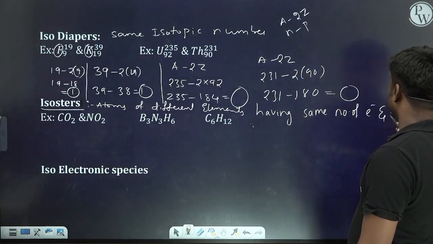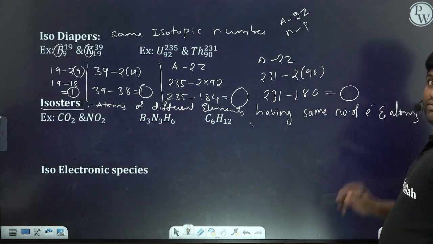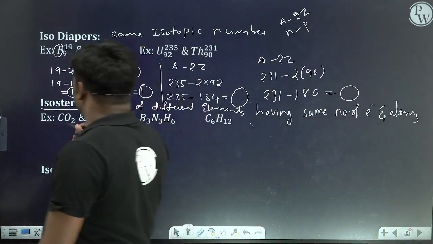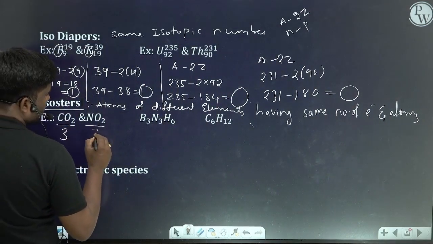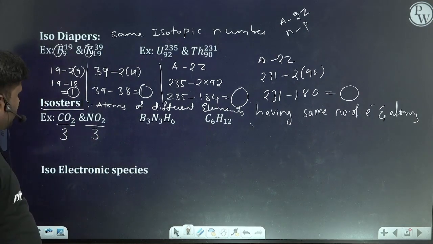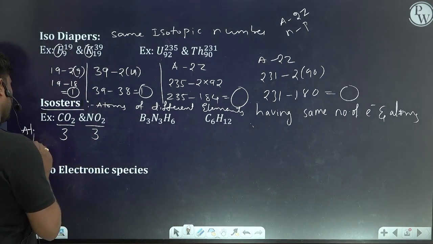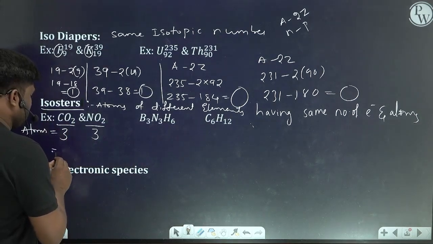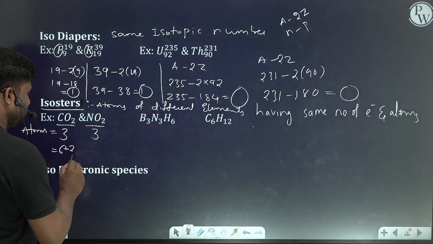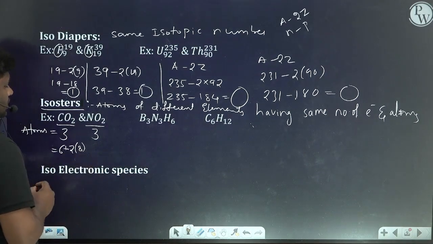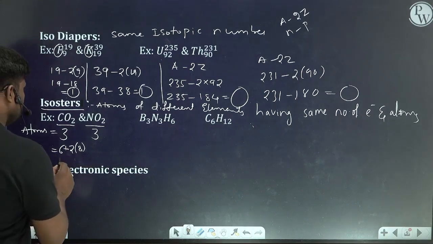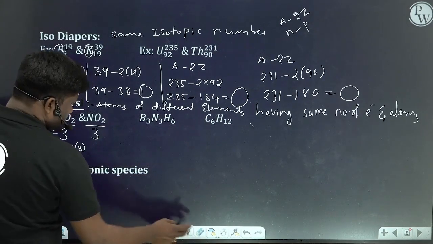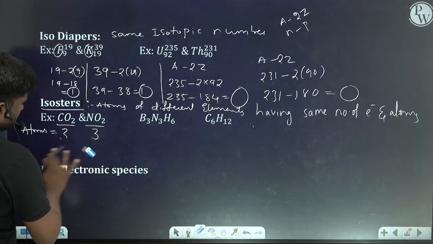electrons and same number of atoms. Having same number of electrons and same number of atoms, right? See here, number of atoms are how many? 3. Here number of atoms are 3. Examples are CO2 and N2O. 3 atoms is equal to same, right? And see number of electrons: carbon has how many electrons? 6, plus 2 into oxygen has how many? 8. So 6 plus 16, 22 electrons.